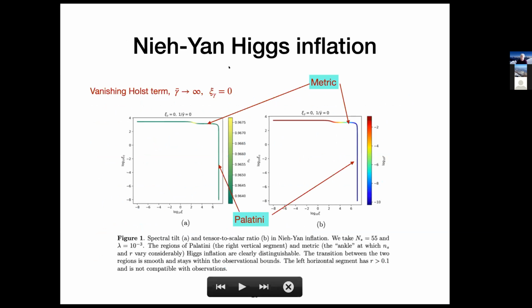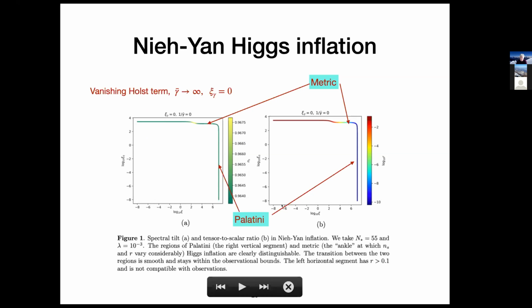Okay, so this is what we call the Nieh-Yan Higgs inflation. You choose the parameters in such a way that the Holst term is equal to 0. And then you consider what happens if you vary the parameters. And then you look at the inflationary predictions.